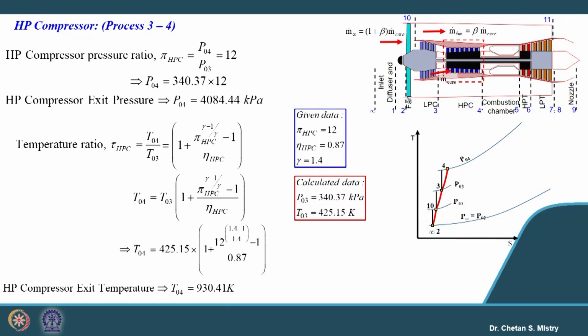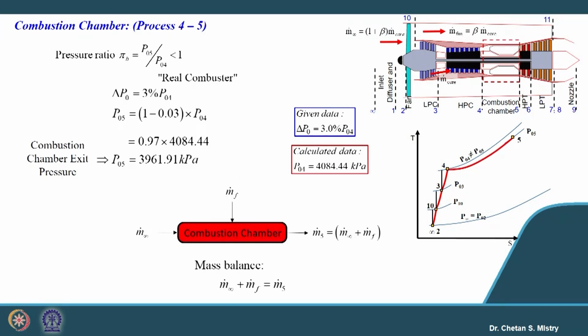But be careful. These numbers that we are getting are not just straight numbers. They have their own meaning. So, the next component we have is our combustion chamber. For this combustion chamber, it says there is a pressure drop of 3%. So, putting this 3%, it is 0.97 into the pressure of 4084.44 kilopascal. It says my exit pressure is coming to 3961.91 kilopascal.